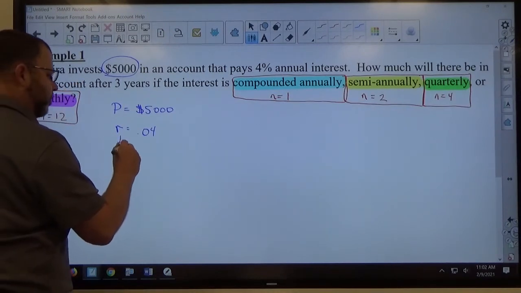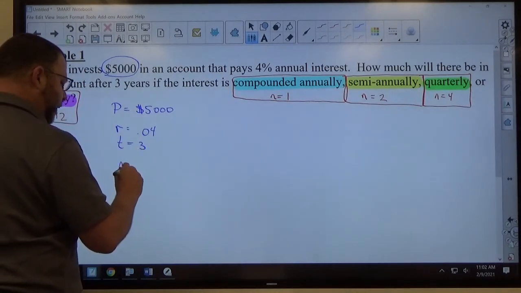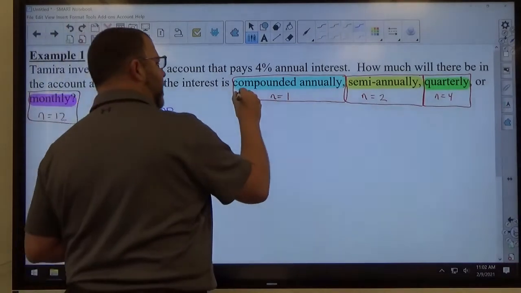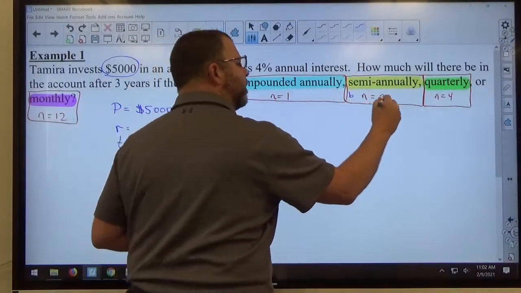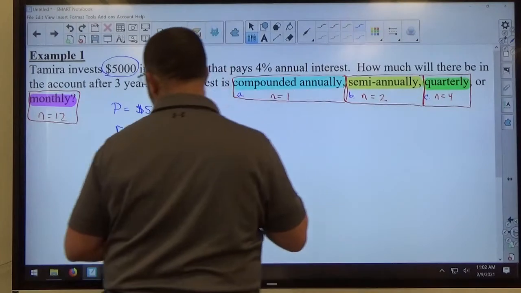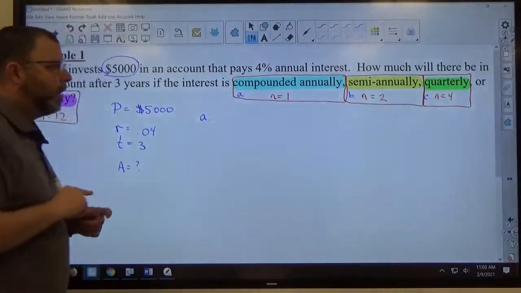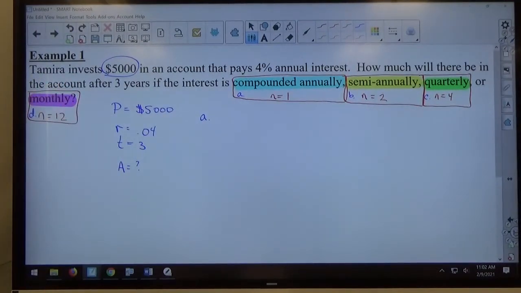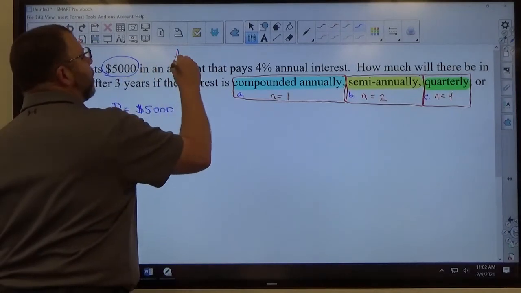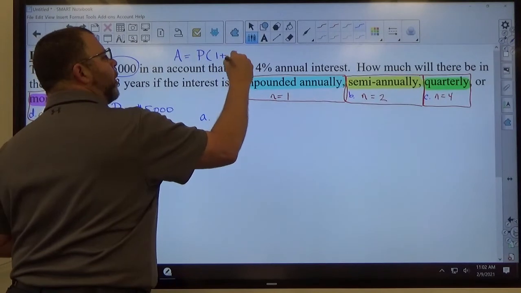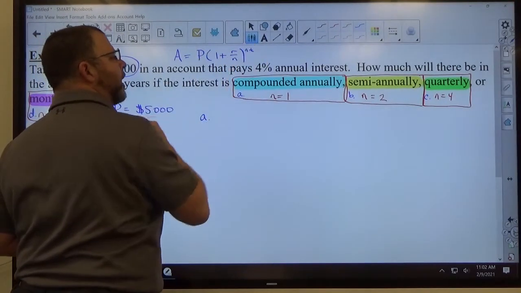T is the number of years. And they're asking us for what A equals in each of these 4 scenarios. So let's call these problems A, B, C, and D, just to be able to distinguish between them. I'm looking at problem A. None of these say continuously, right? So for every one of these problems, I'm going to use the exact same formula, which is the final amount in our account equals what we invested times 1 plus r over n to the nt power. That's our formula.